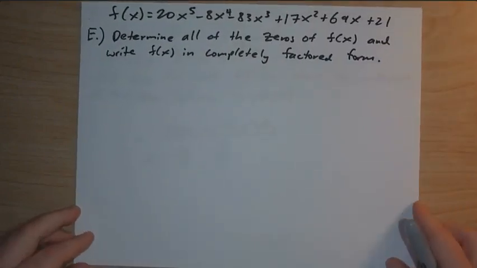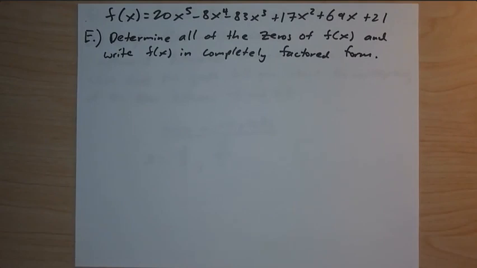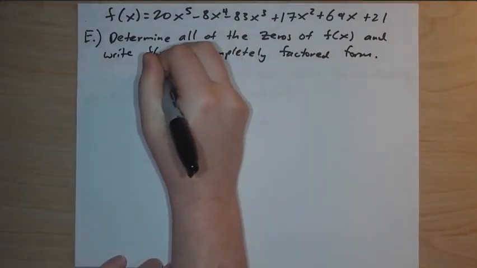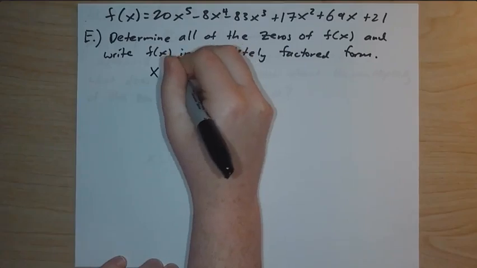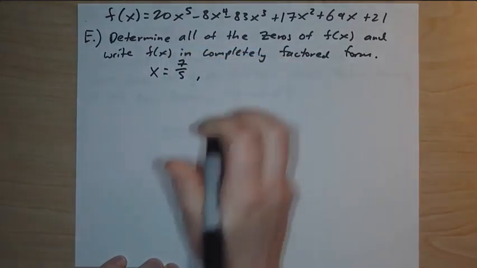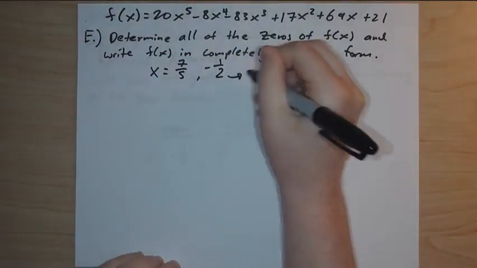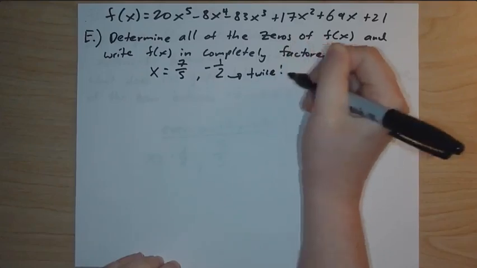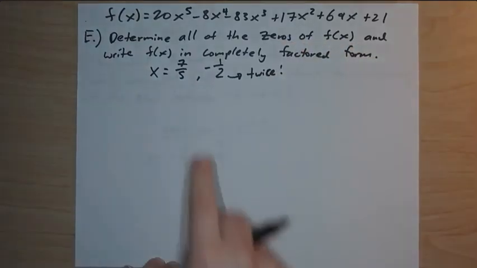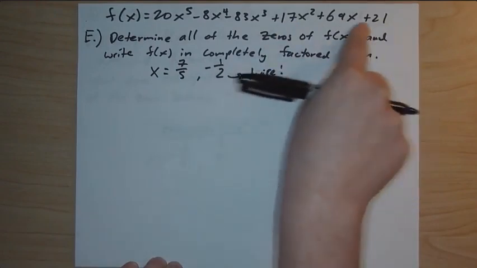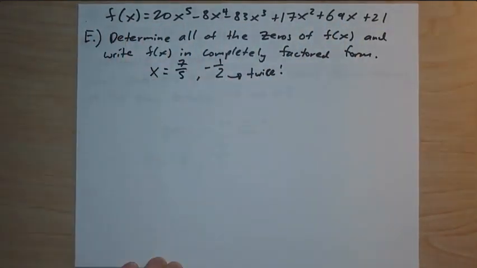So part E asks to determine all of the zeros of f of x and write f of x in completely factored form. And what this lab wants you to do is to do it using synthetic division. So we found out in part D that x is equal to 7/5 is a 0, and -1/2 is also a 0. In fact, we know that -1/2 is a 0 twice. So we're going to use synthetic division and divide these zeros out of this whole polynomial.